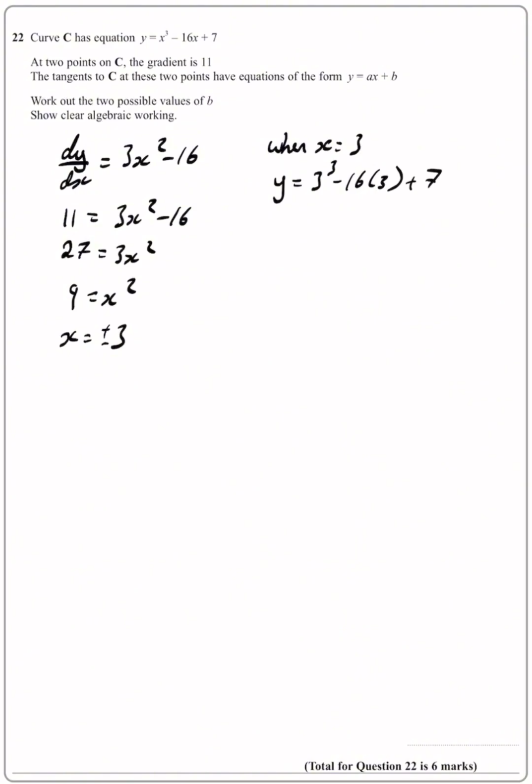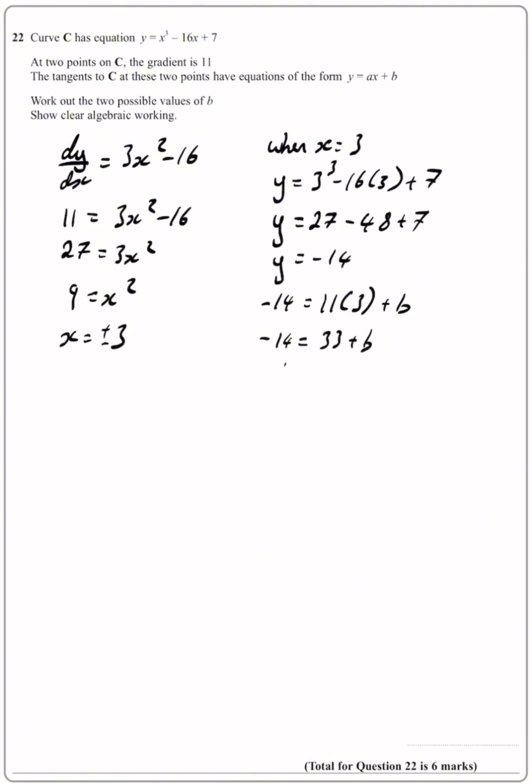Let's deal with x being plus 3 first, plugging it into the original curve to work out the y coordinate. 3 cubed minus 16 lots of 3 plus 7. Y comes out as negative 14. It wants the tangent in the form y equals ax plus b, so substituting x to be 3 and y to be negative 14 into that, minus 14 equals 11 times 3 plus b. In this case, subtracting 33 from both sides, we get b equals minus 47.